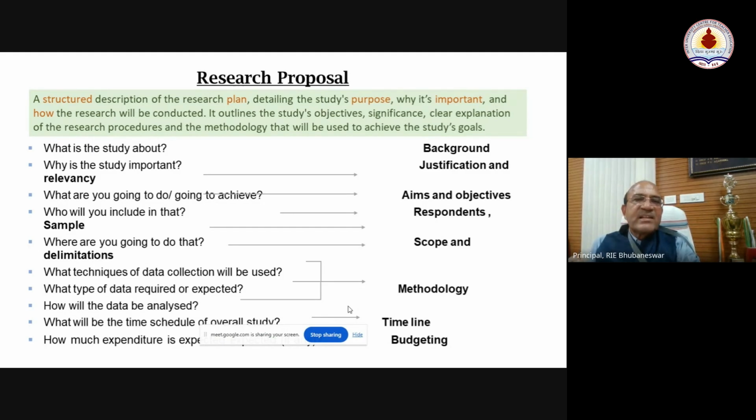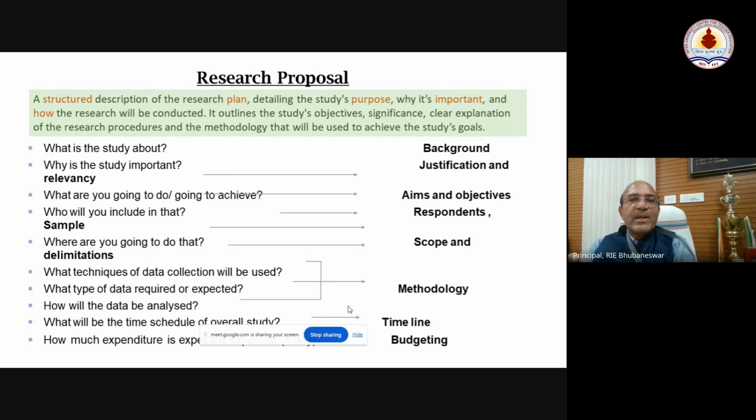So it outlines the study's objectives. First and foremost important thing is the study's objectives, significance, and a clear explanation of the research procedures and the methodology that will be used to achieve the study's goals. So this is not important only for getting funds, but this is important for a researcher to do research meticulously also.